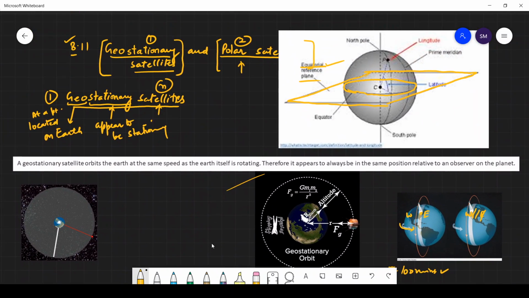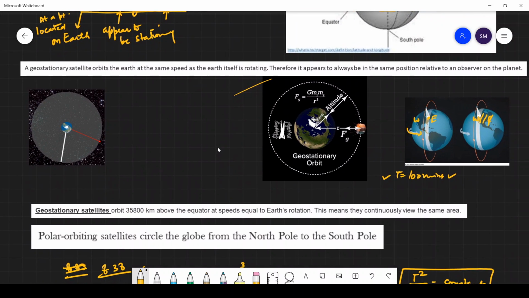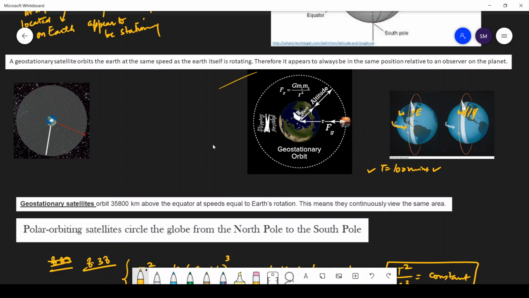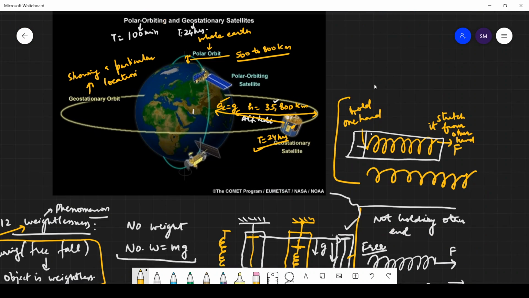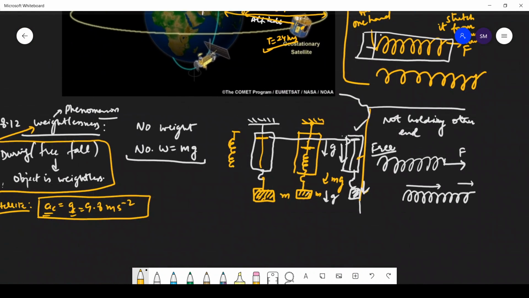Sending them to the height of 35,000 kilometers needs very powerful rockets, right? So why are we spending so much money to send satellites into the geostationary orbit? So what's the advantage? See, let me show you one more figure.